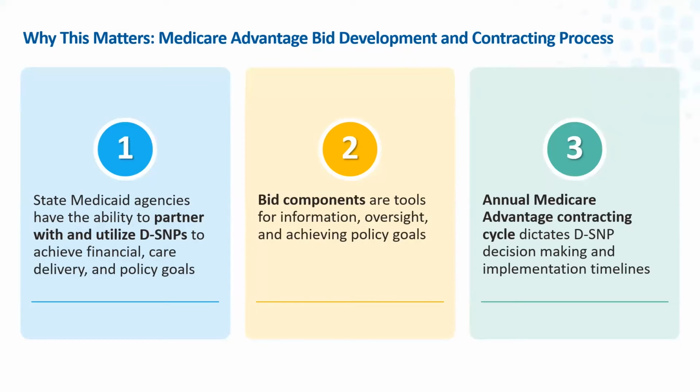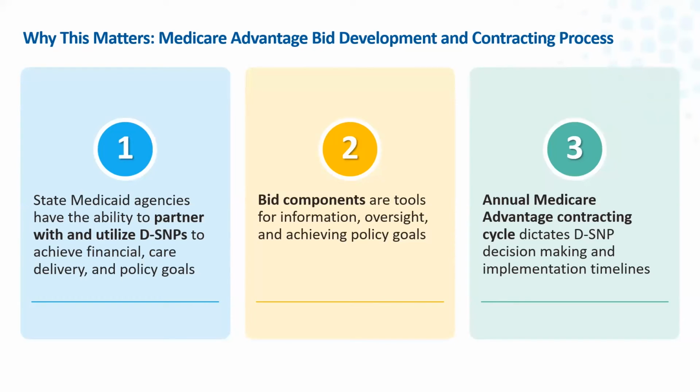First, the state Medicaid agency has the ability to partner with and utilize D-SNPs to achieve financial, care delivery, and policy goals. Specific areas of opportunity will depend on a state's landscape, its D-SNP contracting goals, and program design, among other factors. Second, the bid components themselves can be important tools for state information, oversight, and achieving certain policy goals. The bid components can be important for benefit alignment and coordination across Medicare and Medicaid, as well as states exploring financial integration between Medicare and Medicaid.